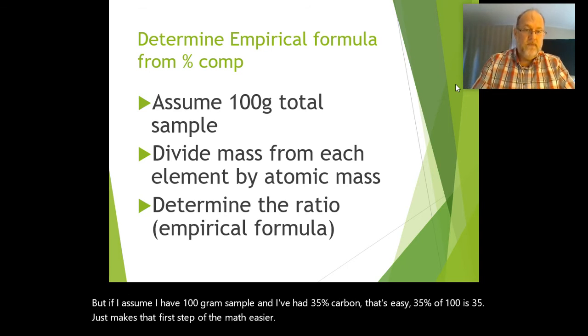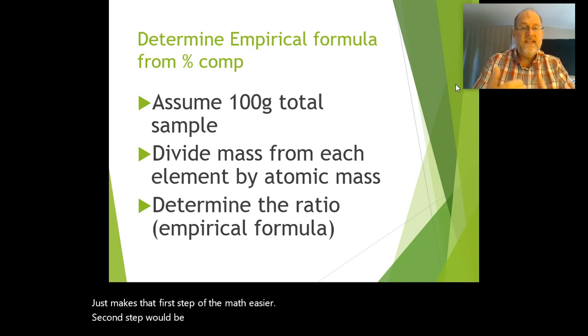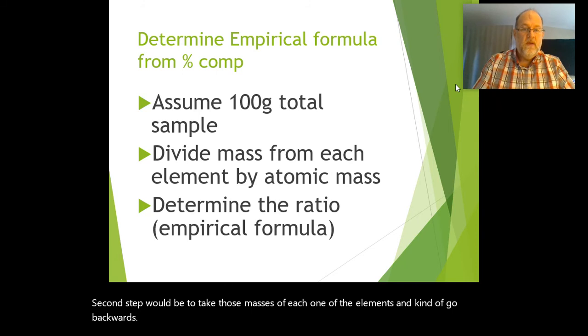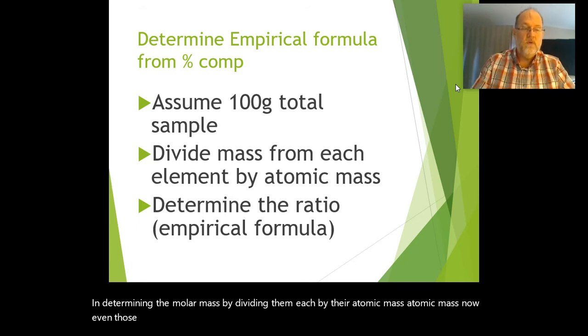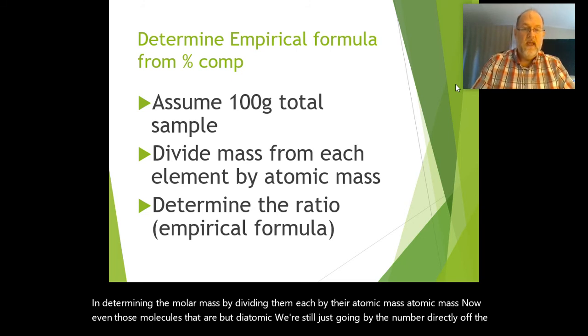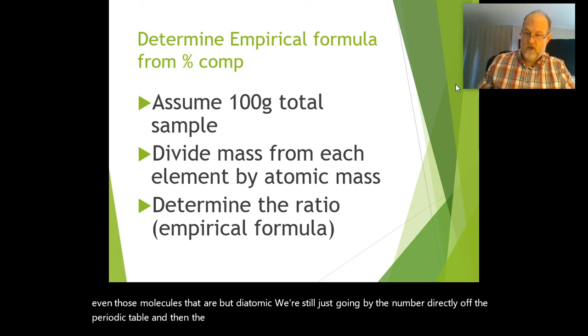The second step would be to take those masses of each one of the elements and go backwards in determining the molar mass by dividing them each by their atomic mass. Even for those elements that are diatomic, we're still just going to divide by the number directly off the periodic table. And then the last step is to figure out what that ratio is.